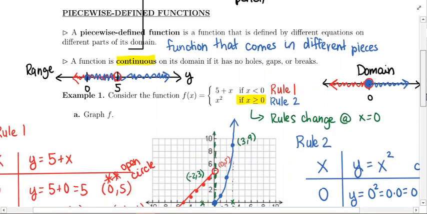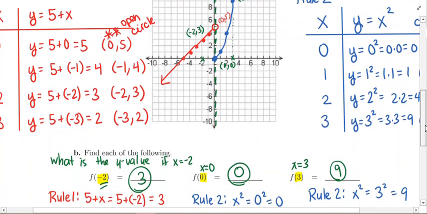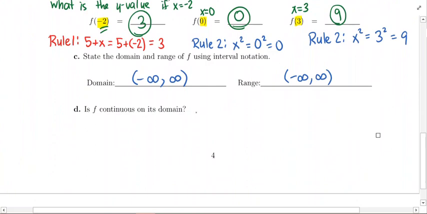When you look at this graph that we have, go from left to right. Everything in this class is from left to right. So if you're on the left piece, the red piece, you're drawing along, and when you get to this open circle, you have to pick up your pencil to go to the blue piece. So there is a discontinuity. The answer here is that it is not continuous because you have to pick up your pencil.